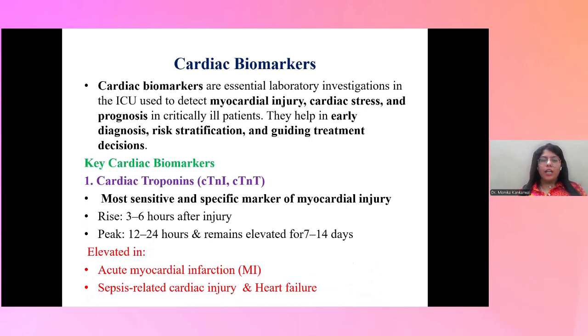Now, the key cardiac biomarkers which are essential for you to know are cardiac troponins, in which we have cardiac troponin I and cardiac troponin T. They are the most sensitive and specific markers of myocardial injury, and they usually rise 3 to 6 hours after injury. The peak comes 12 to 24 hours after injury and they remain elevated for 7 to 14 days. So if you find that the patient has elevated troponin I or troponin T, then the patient might have acute myocardial infarction, or sepsis-related cardiac injury and heart failure.